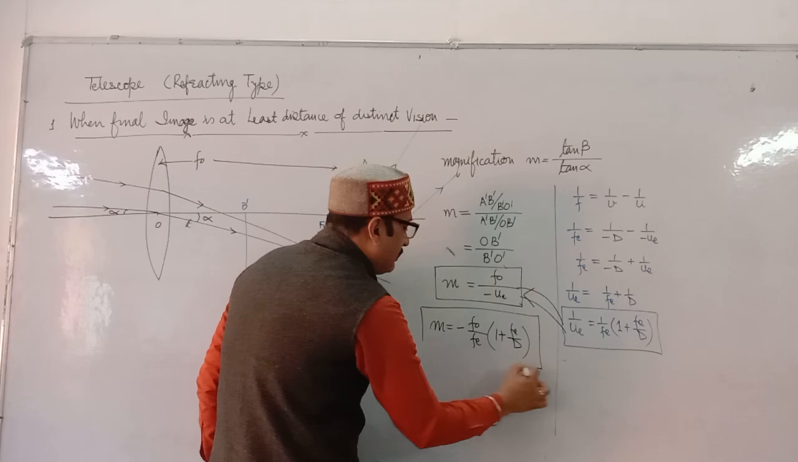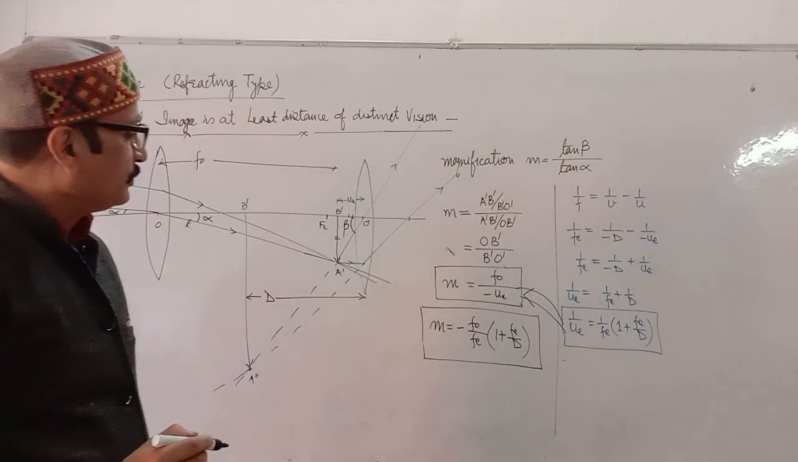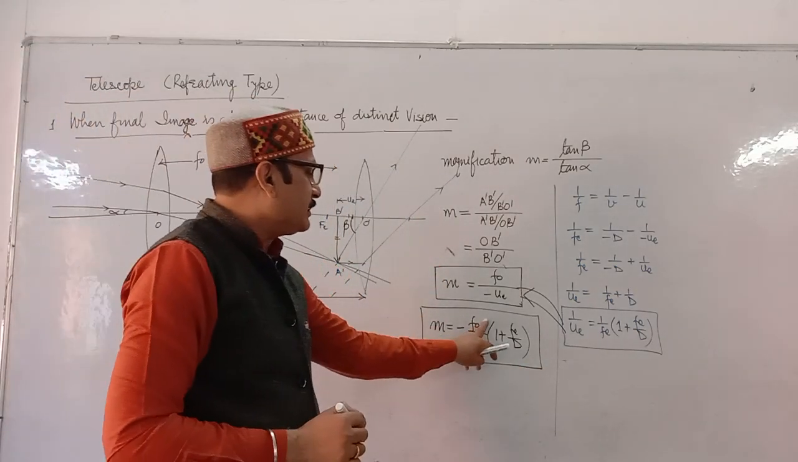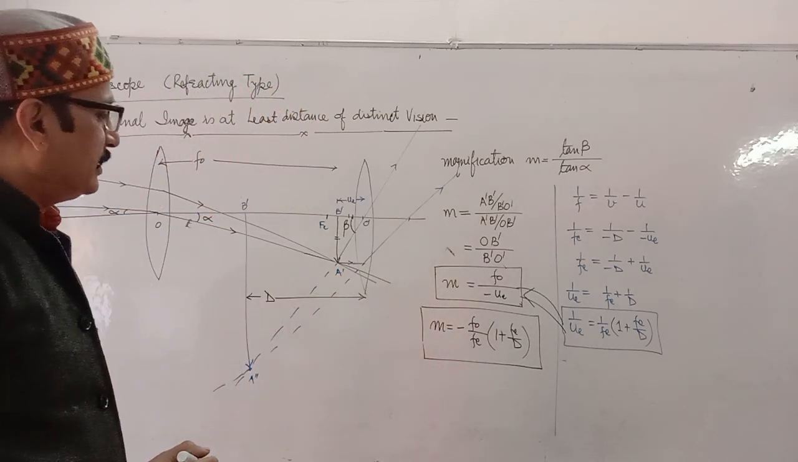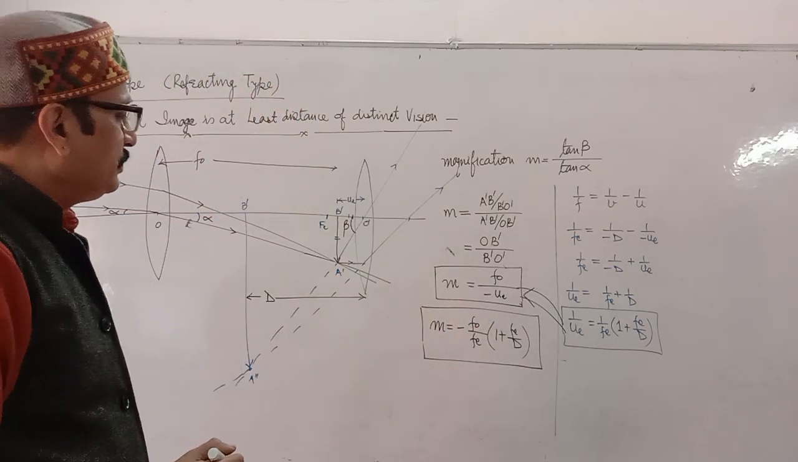Now, if you want to have larger magnification, what do we do? As I said earlier, the focal length of the objective lens should be larger and the focal length of the eyepiece should be smaller.